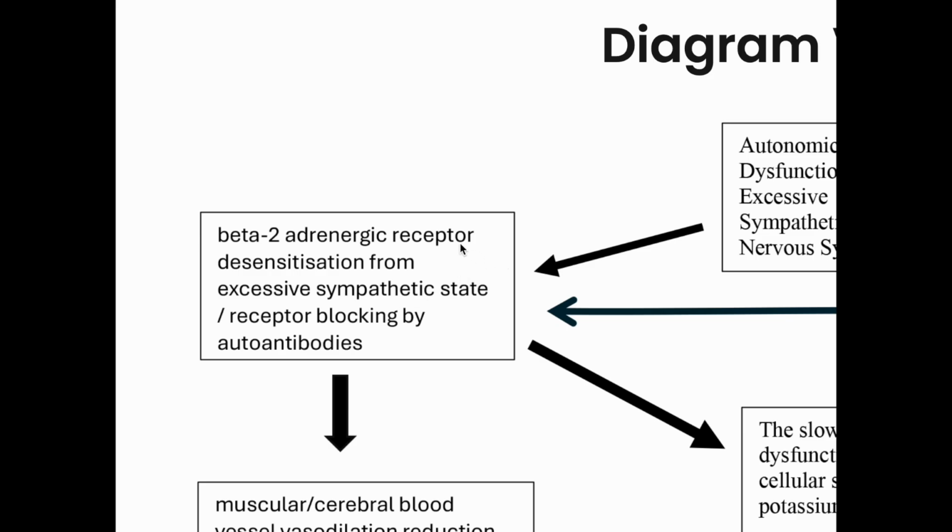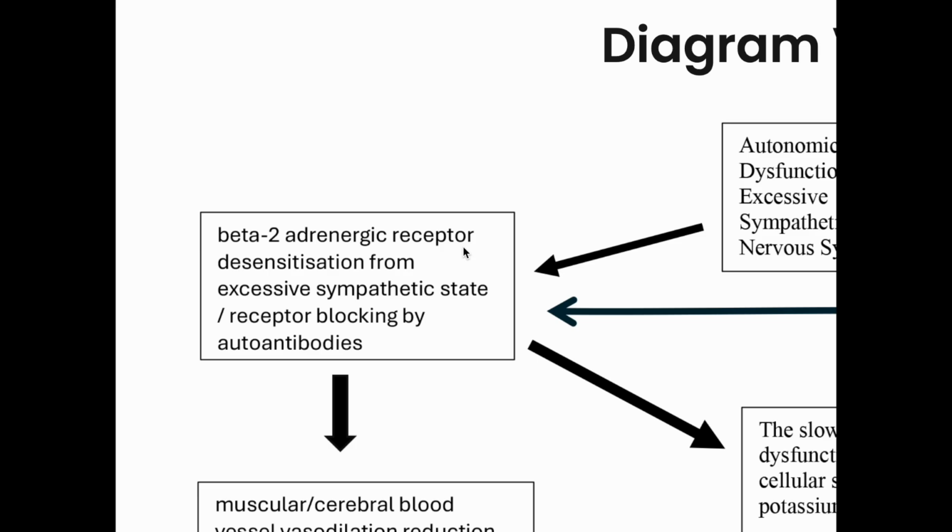But because of the continuous waves of these chemical messengers, it is also causing desensitization of the beta-2 adrenergic receptor situated in the blood vessel muscles. And this desensitization of the receptor inhibits blood vessel vasodilation, so opening up of blood vessels in the muscles.